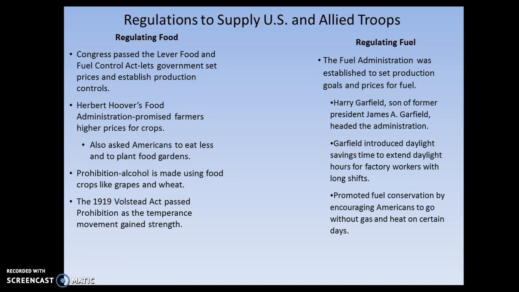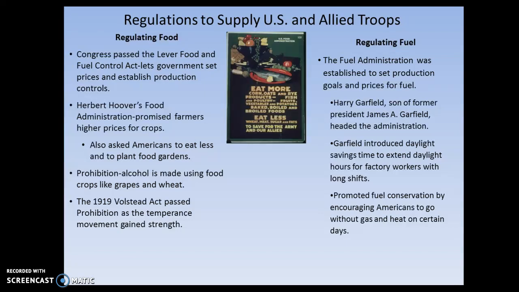And additionally, there was regulation on fuel as well. You need a lot of fuel to supply an army. The Fuel Administration was established to set production goals and prices for fuel. Harry Garfield, who was the son of former President James A. Garfield, headed this administration, and he introduced daylight savings time to extend daylight hours for factory workers with long shifts. That's something we just saw come to an end here a few days ago. It also promoted fuel conservation by encouraging Americans to go without gas and heat on certain days.